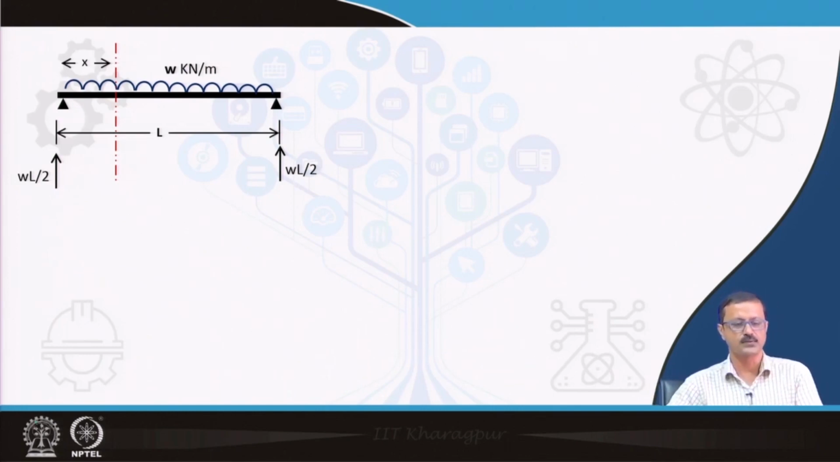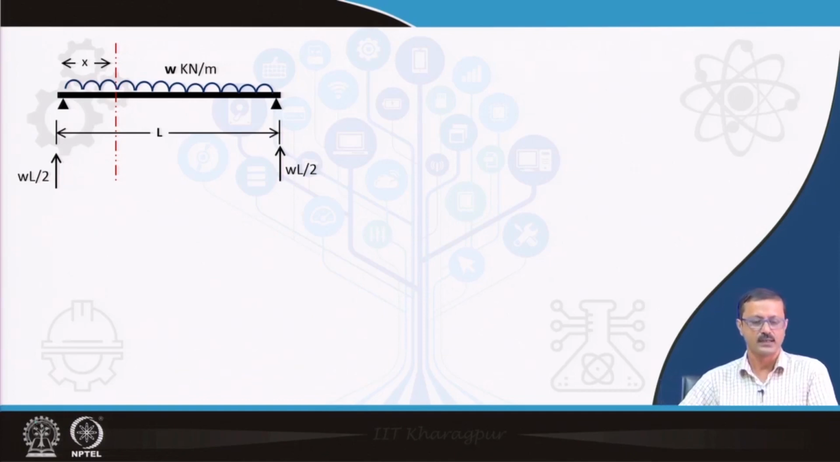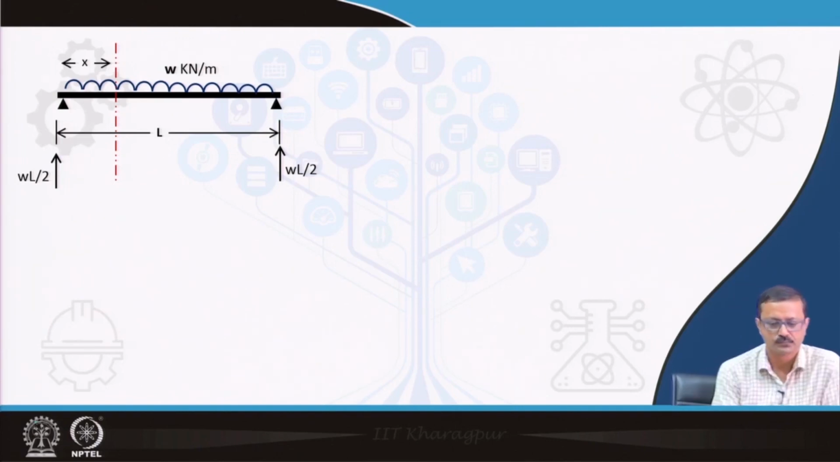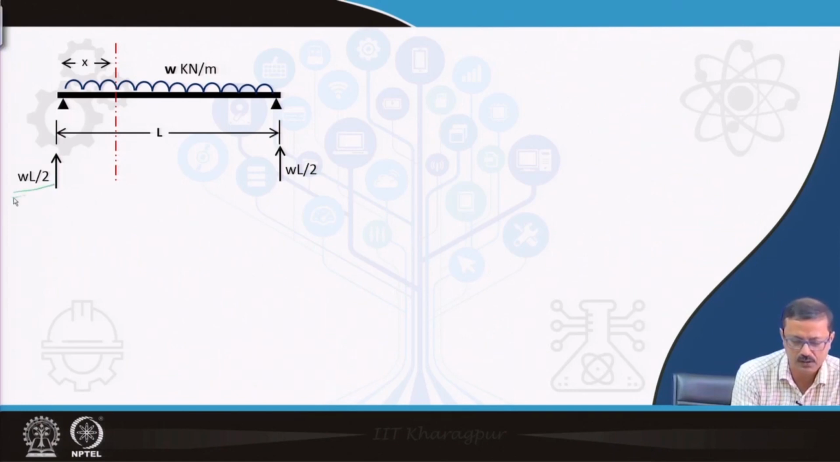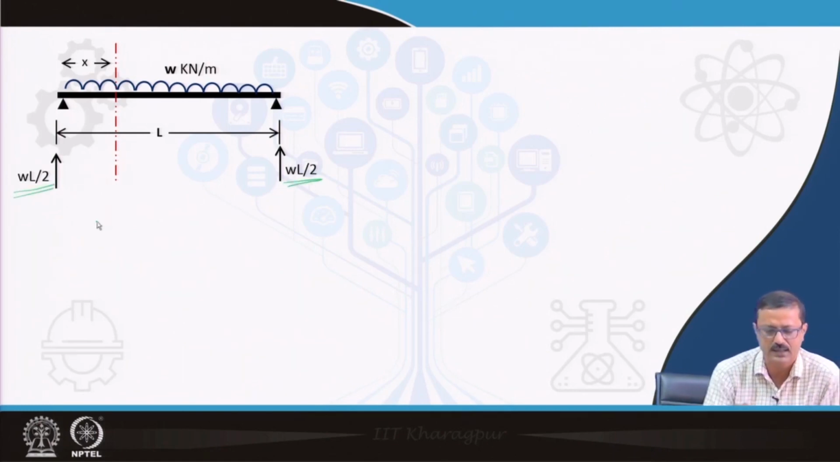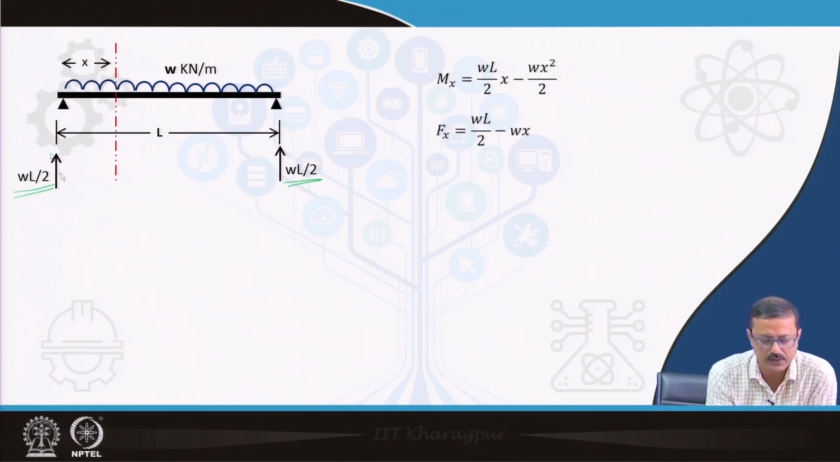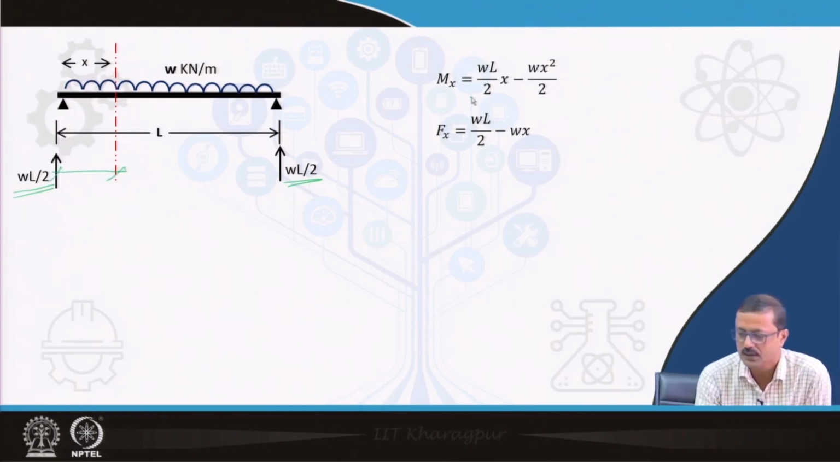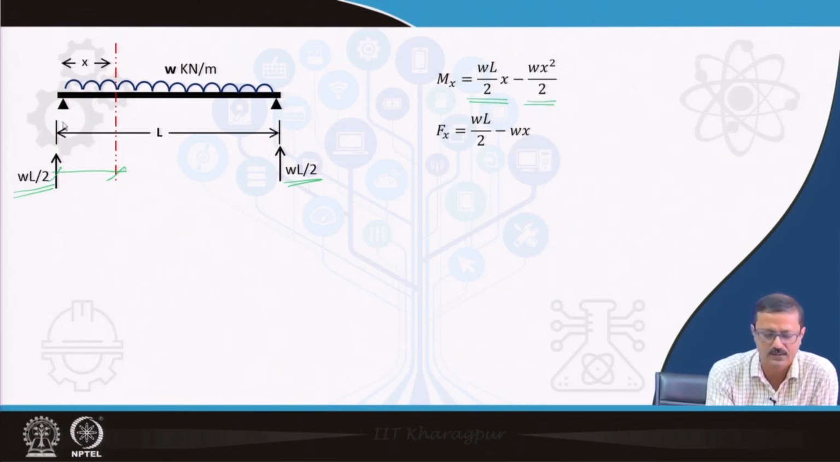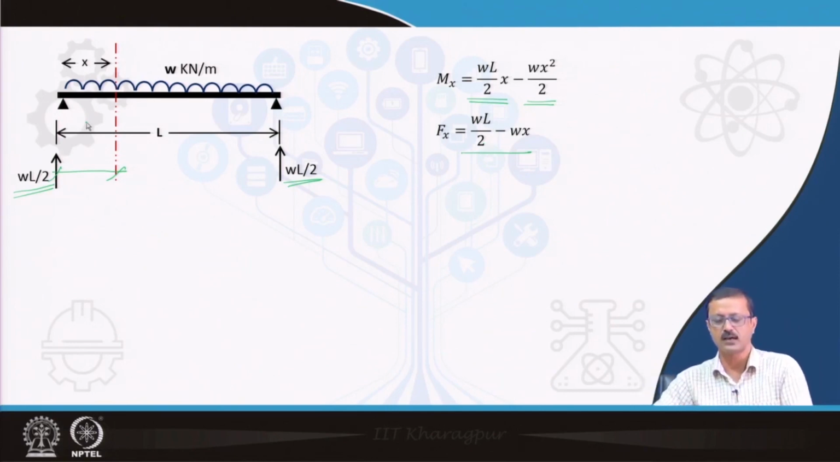So again, let us see how this is going to validate in the case of a simply supported beam. I have a simply supported beam with an overall UDL, so the reactions are WL by 2, WL by 2. I have taken a section at a distance x from the left end. So the bending moment expression is WL by 2 into x minus Wx square by 2, and Fx is WL by 2 minus W into x.